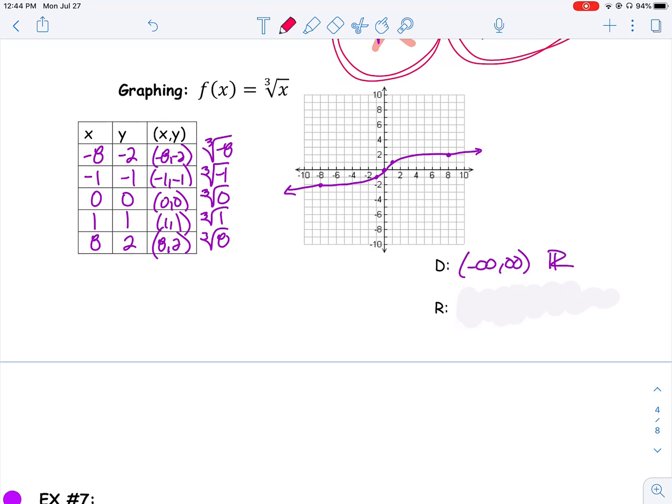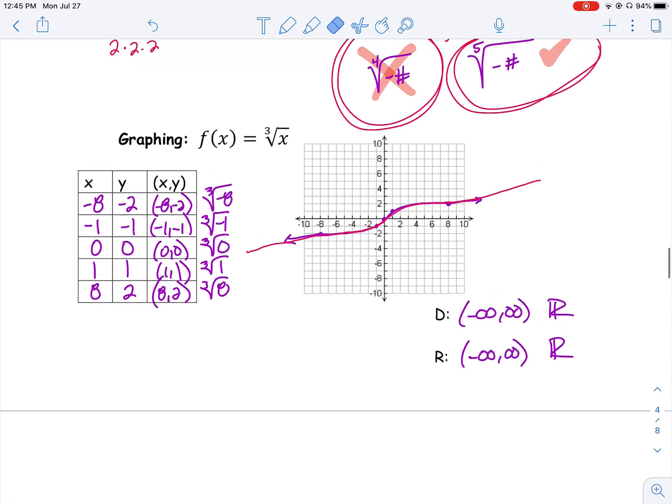It looks like as x gets smaller and smaller and smaller, my graph's going to go down lower and lower. Maybe not as quickly, but it's still going to go down, down, down, and hit all y values in the negative direction. And then it's going to go up, up, up, slowly, slowly, and hit all y values in the positive direction. So I can say that my range is also all real numbers, -infinity to infinity.